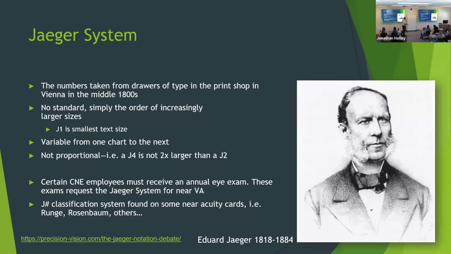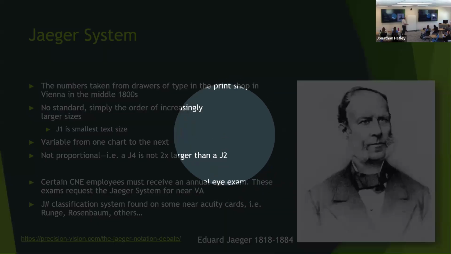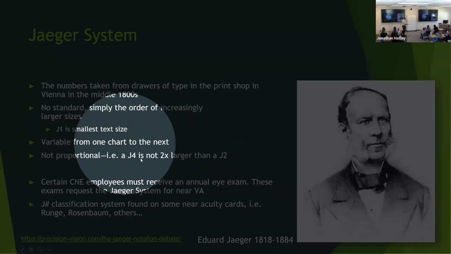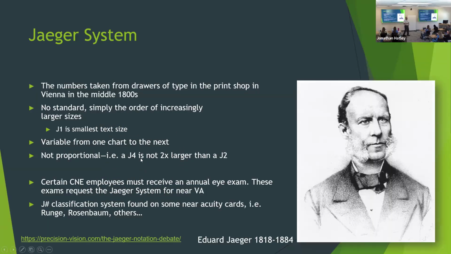For instance, if you look at a J2 optotype and compare it to a J4 optotype, you would think, just based on the doubling of the number, that the optotype would be doubled in size. But it's not. And there are variabilities even between charts. So the question is, why would anyone ever use Jaeger acuities? And my answer is, I don't know.